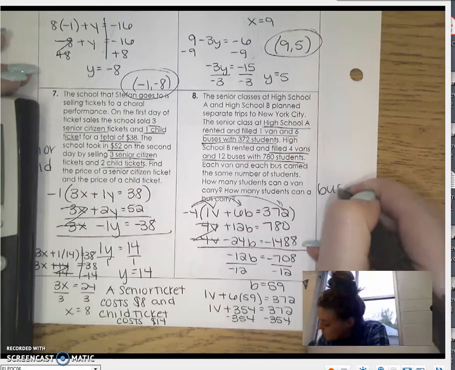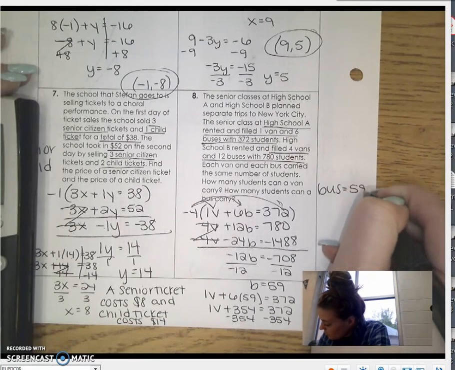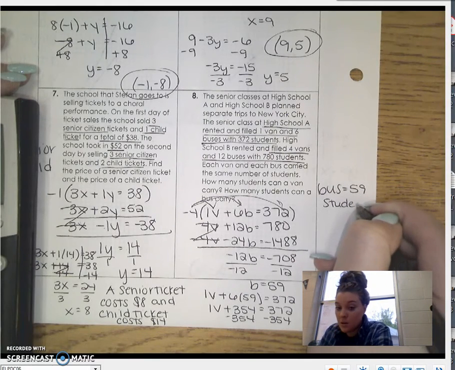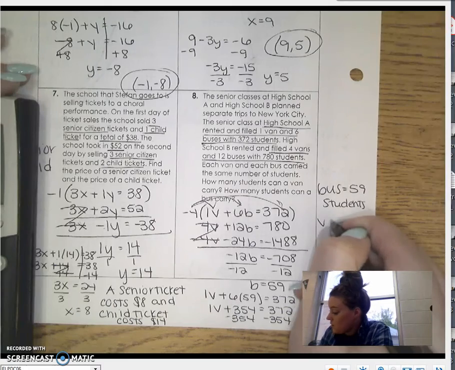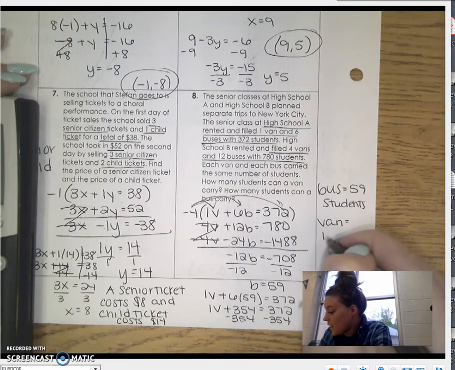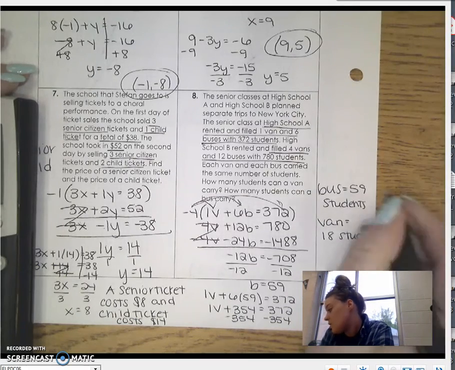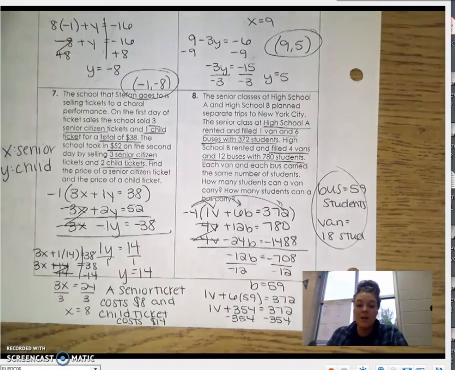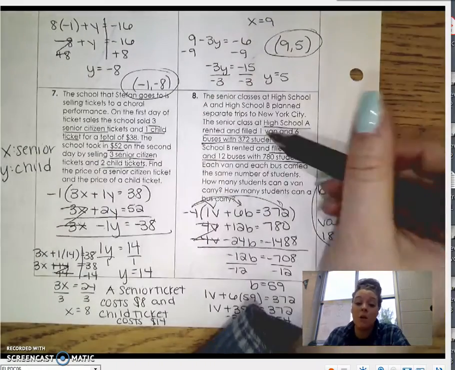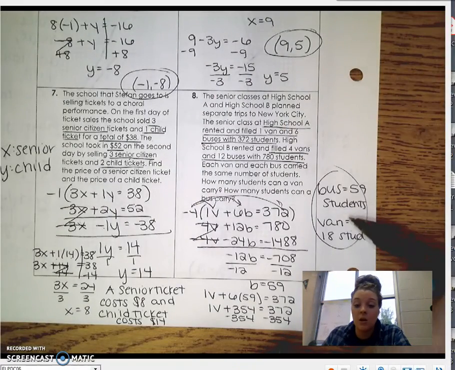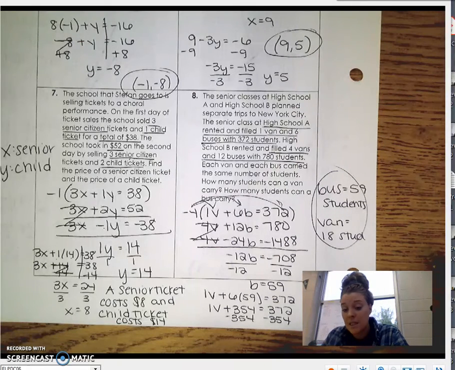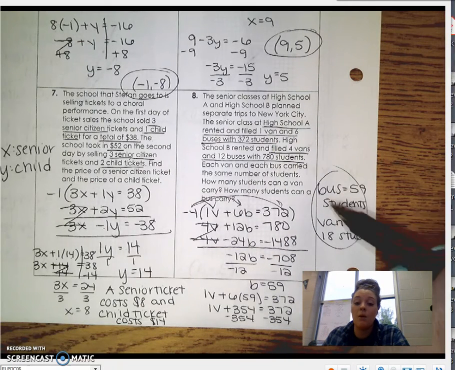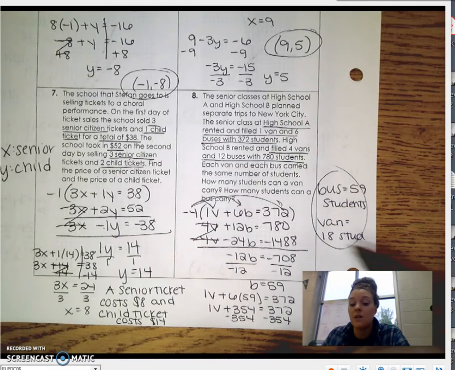So buses, 59 students. Van, 18 students. And that would be my final answer. It's very important that if this were a constructed response question that you include your units. So don't just put x equals 59, y equals 18. Interpret it in context of the problem. So the bus had 59 students. The van had 18 students. That would receive full credit on the EOC.